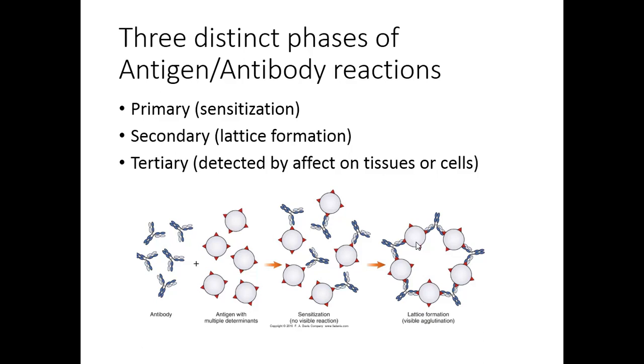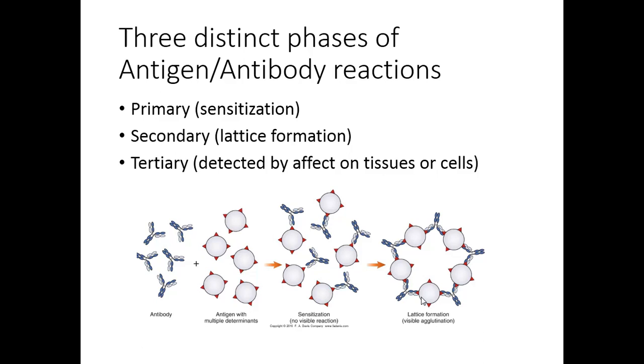So lattice formation is a visible reaction in the laboratory. This we're going to term an agglutination. And you can see here, agglutinates out. This is what happens when we're doing blood banking. This is one of the ways that we see it.